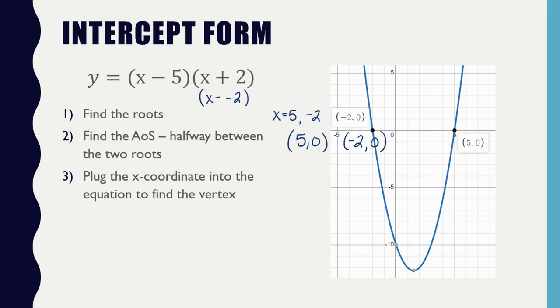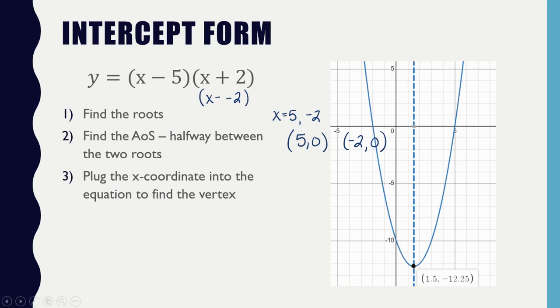So you can see the vertex is down here. It's a little hard to tell exactly where that is. But anyways, the easiest thing to do is just to count, okay? And if we count into the middle, we can see that halfway between 5 and negative 2 is going to be 1.5. So the axis of symmetry is at x equals 1.5. Or you could also say that was 3 over 2. It doesn't really matter how you write it.